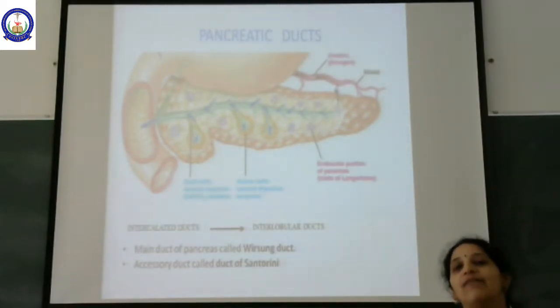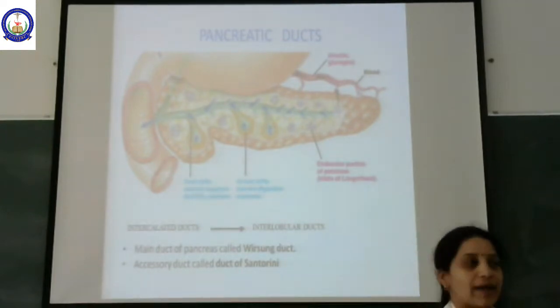What are the secretions which are being poured from the exocrine glands? Okay.